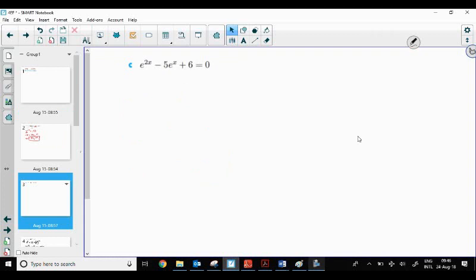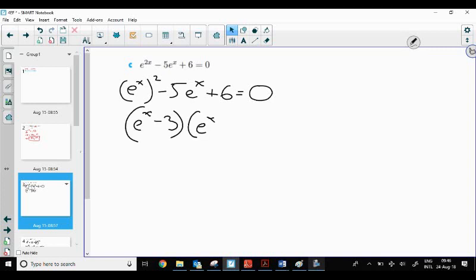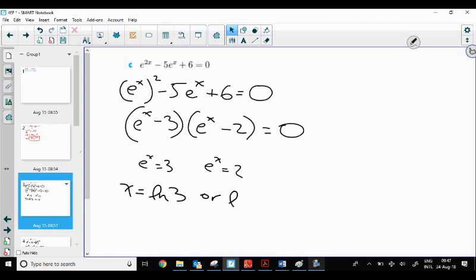All right, so look at this one. See the beautiful quadratic hiding inside. It's not really hiding very well. Hey, that's factorable. It's e to the x minus 3 and e to the x minus 2. Cool. That means that either e to the x is equal to 3 or e to the x is equal to 2. Okay, we've solved both of those. x is equal to ln of 3 or x is equal to ln of 2. Those are awesome answers. I love it.